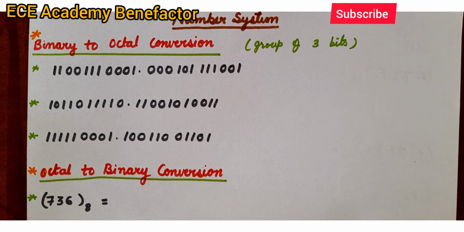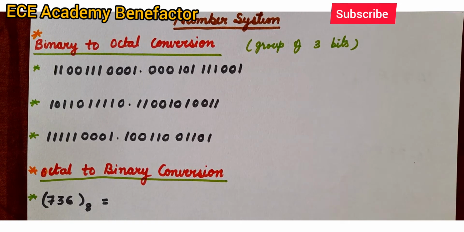The subject is digital electronics. In this class, I will be explaining binary to octal conversion, octal to binary conversion, binary to hexadecimal conversion and hexadecimal to binary conversion. And finally, how to convert hexadecimal to octal and octal to hexadecimal. We will be covering these topics in this class. Let us start the class.